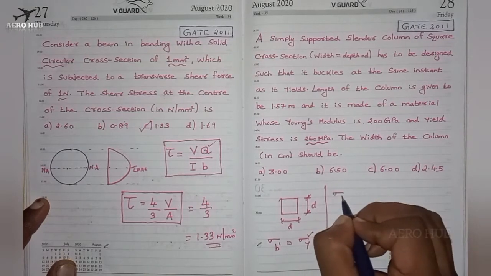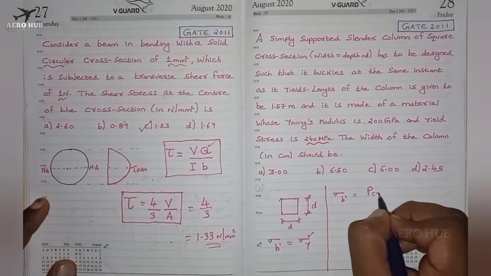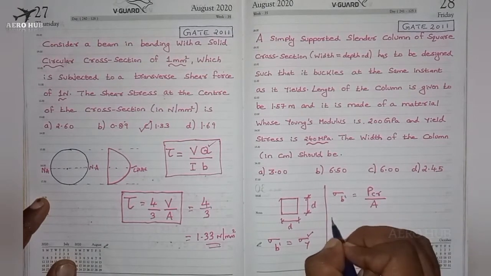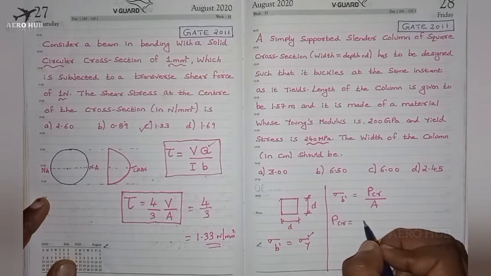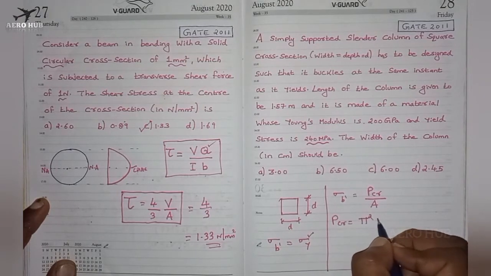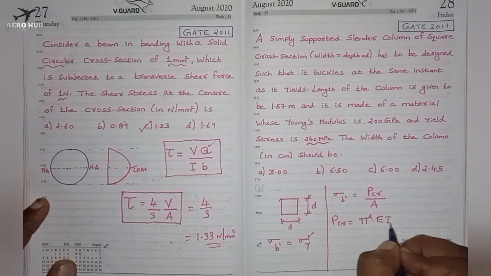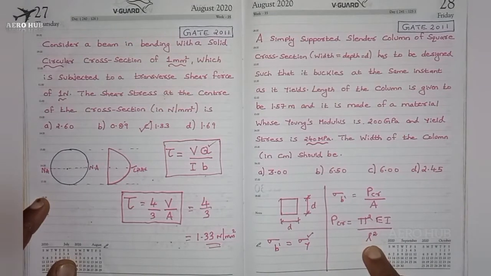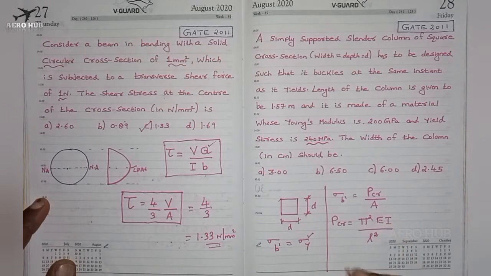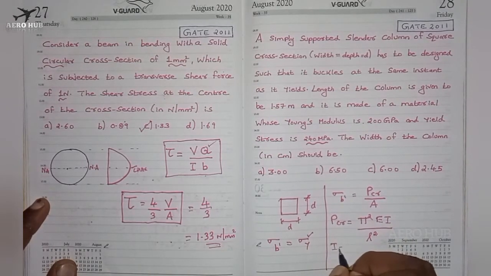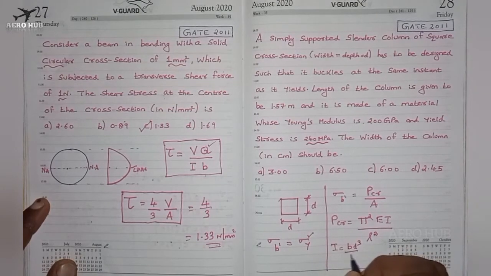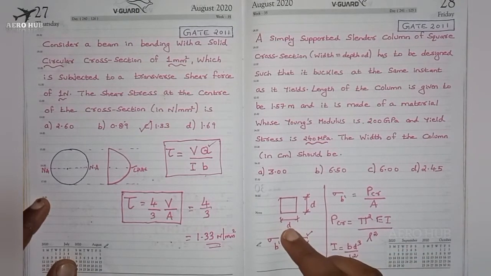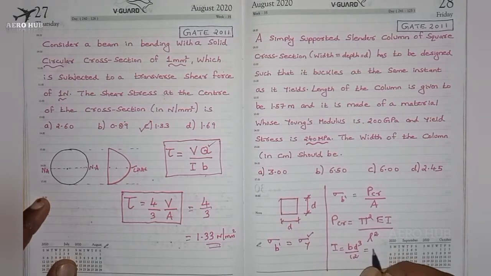So buckling stress will be equal to the critical buckling load by the area. So what is critical buckling load here? P critical is equal to, according to Euler's theory, pi square into E I divided by L square. This is simply supported, so it will be L square. We have the Young's modulus, L is given. We have to find the value of I, the moment of inertia. So I is equal to B D cube by 12. Here the value of B is equal to D, so finally it will be D power 4 by 12.